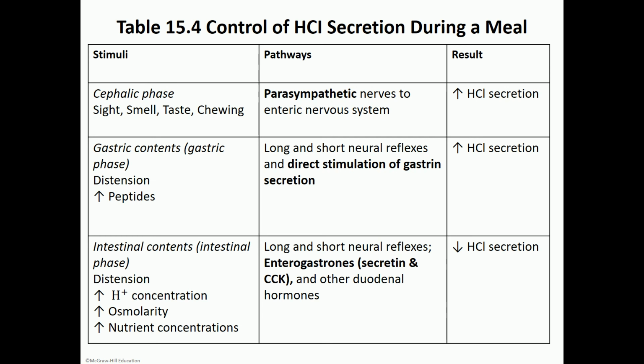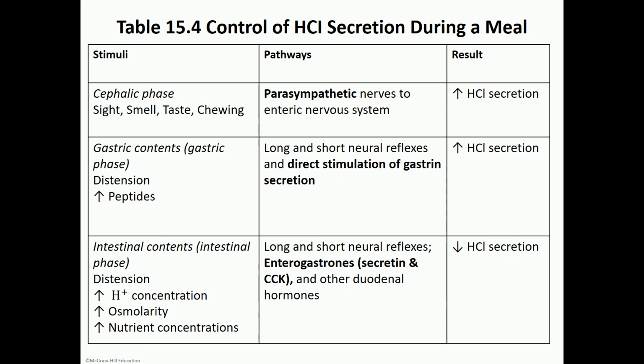In the cephalic phase, we do so through the parasympathetic stimulation to the enteric nervous system, while in the gastric phase, we have those long and short neural reflexes that we talked about. Those are going to directly stimulate gastrin secretion, and one of the actions of gastrin was to increase HCl secretion. The only phase that decreases HCl secretion is the intestinal phase, meaning that the stomach is now empty, and chyme is now flowing within the small intestine. So we no longer need hydrochloric acid in the stomach.